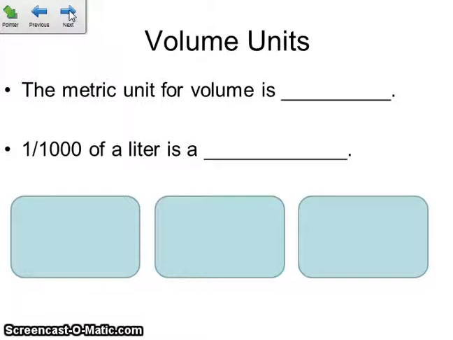What units do we use when measuring volume? Well, the metric unit for volume is what we call a liter. To get an idea of what a liter is, think of a 2-liter pop bottle. That's obviously twice as big as a liter. You can also buy a liter pop bottle and that would be exactly a liter.